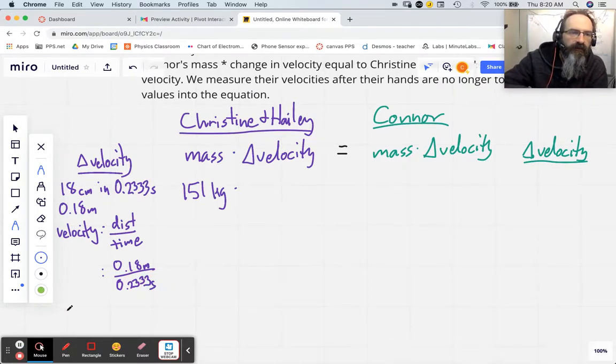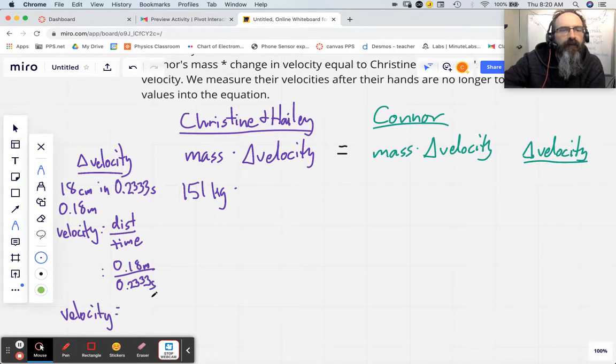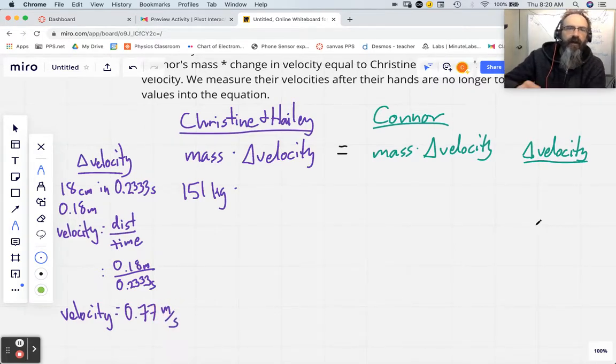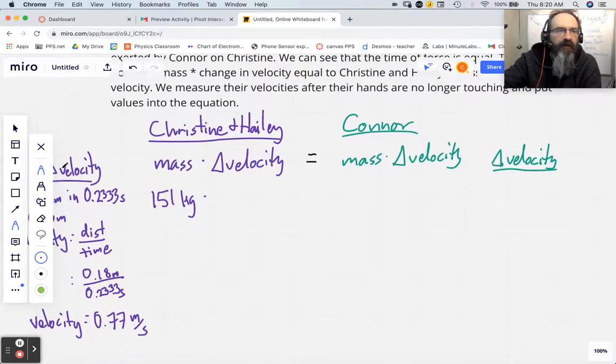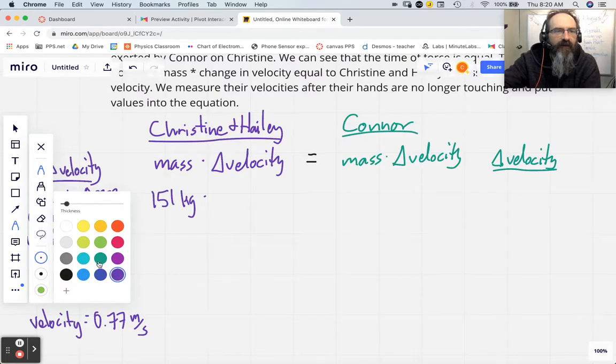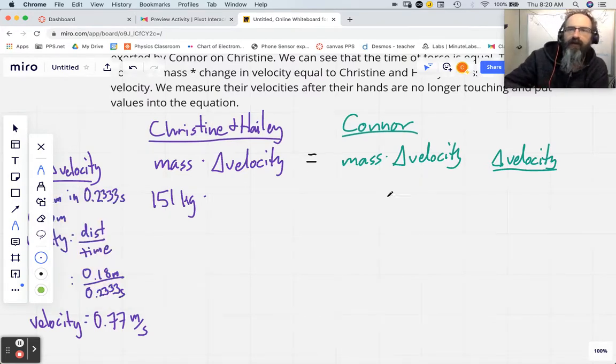My calculator says their velocity is 0.77 meters per second. I got to do the same thing to Connor. I'm going to kind of keep their velocity hovering over there. Go to green. Connor went, what was it now?